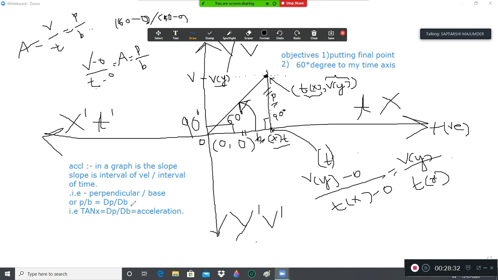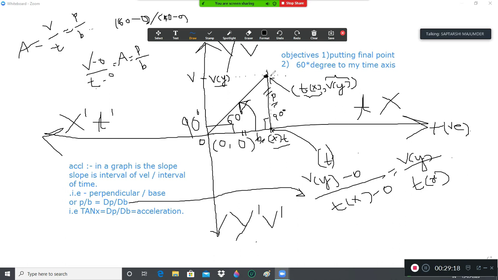So dp by db in this case is Vy minus 0 divided by Tx minus 0. Why dividing? Because I have said that v by t is nothing but perpendicular by base. We proved earlier, when discussing the earlier graph, that v minus 0 divided by t minus 0 is acceleration, and now we proved that acceleration is nothing but perpendicular by base, because this point refers to this point and this point lies on the t-axis.